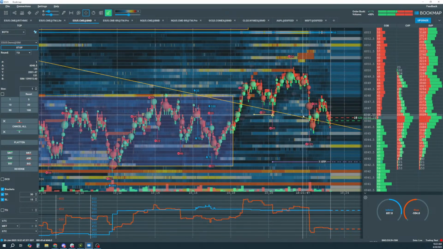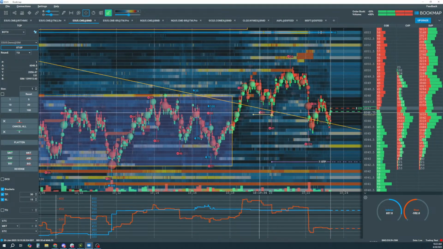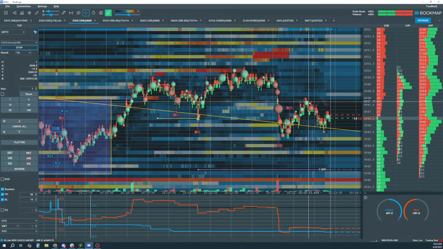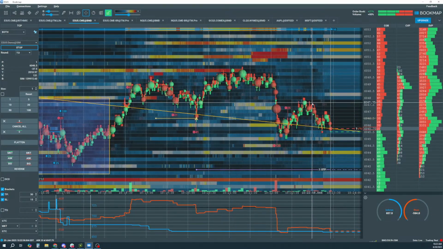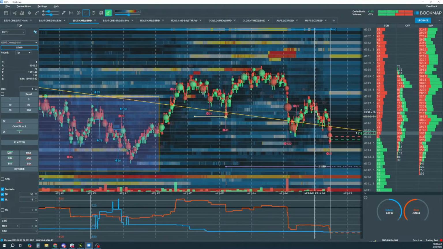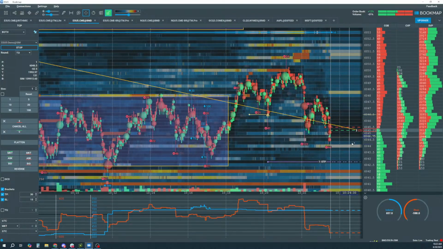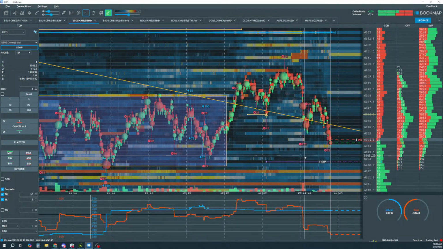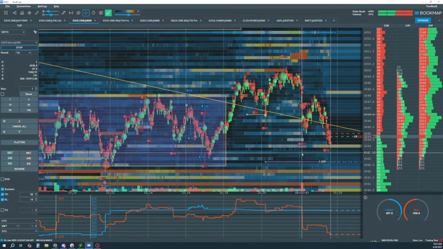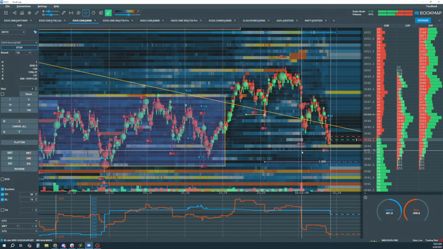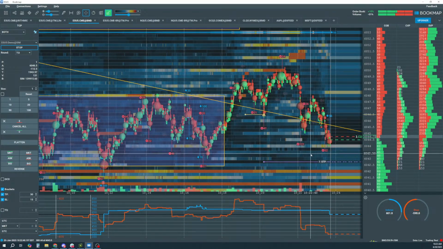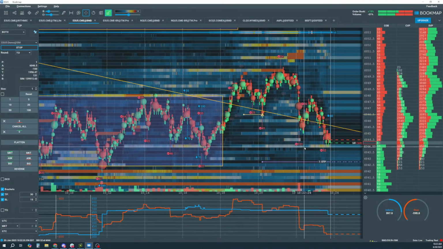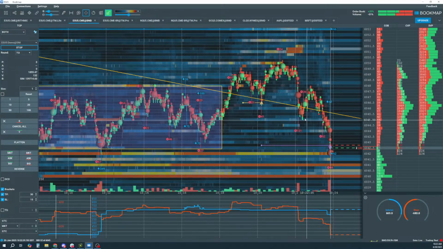Okay, retesting this zone. And let's see if we get more buyers. We're looking for our buyers up here, green dots up here. Aggressive accumulation, and we're not getting it. More sellers come in. Let's see if we get a retest back up here. Nope, stopped out. Okay. All right.